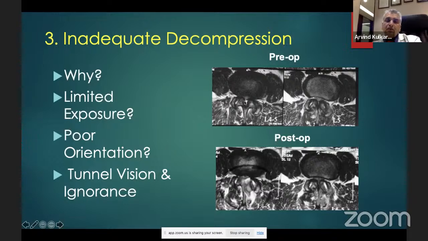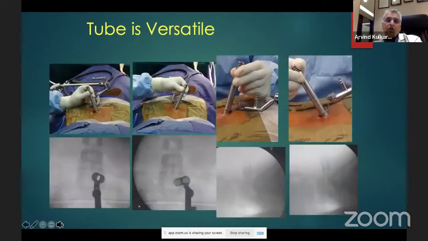So you see here, this is a pre-op image. There is stenosis. In one of the post-operative images, the canal is decompressed, but in the successive axial sections, the canal continues to be tight. So this is because you don't know the properties of the tube. Whoever is doing this particular case, the tube is very versatile.